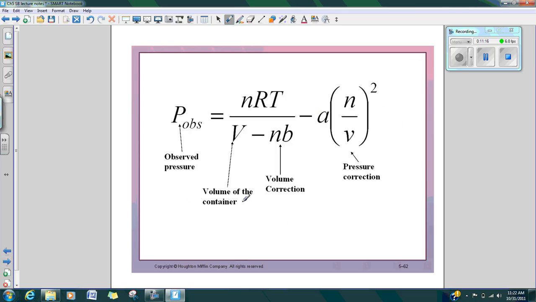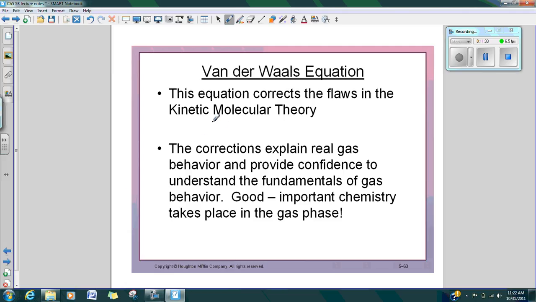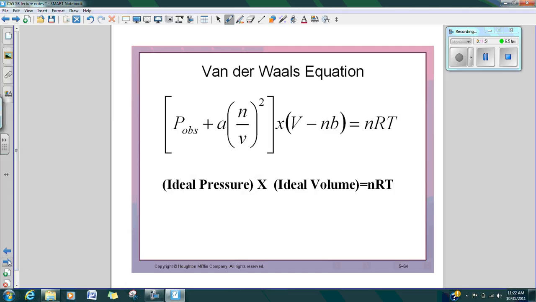Now take a look at this. This is the van der Waals equation. If we were going to study gases in the real world, real gases, this is our formula. I don't know about you, but I really don't want to deal with all of this. But we just want you to see that there is a correction factor there, and this corrects the flaws in the kinetic molecular theory. So the correction explains real gas behavior and provides confidence to understand the fundamentals of gas behavior. Good, important chemistry takes place in the gas phase. Great, gas phase. That's about all that we need to remember.